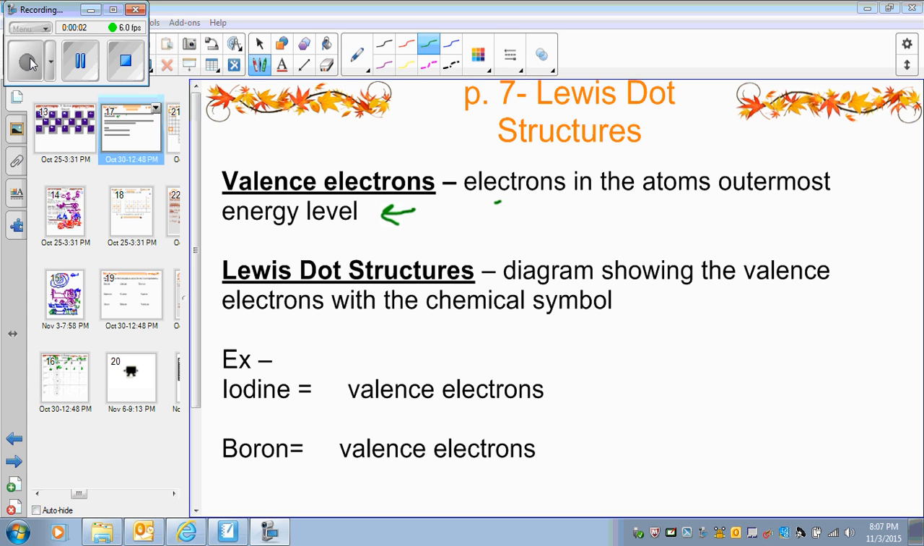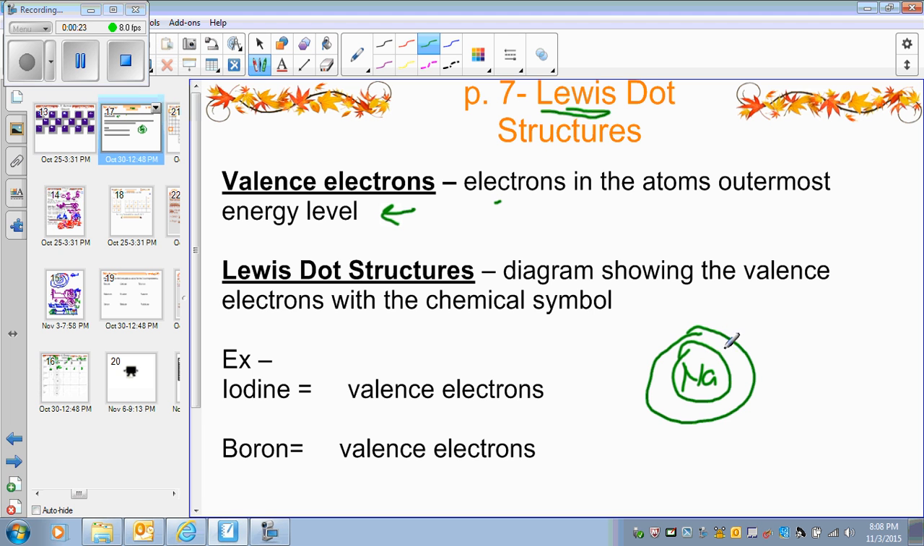Alright, in this video we will talk about Lewis dot structure. Lewis was the name of the scientist. He said that since the chemical behavior, how an element is going to chemically react, depends on the valence electrons, because valence electrons are the outermost electrons.